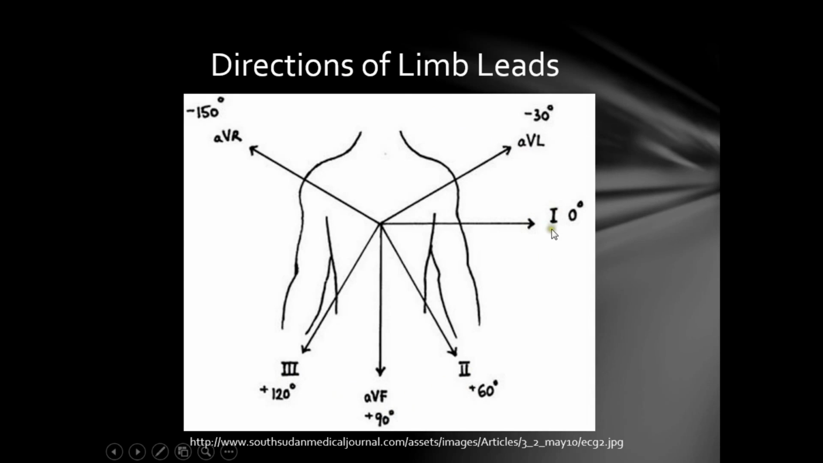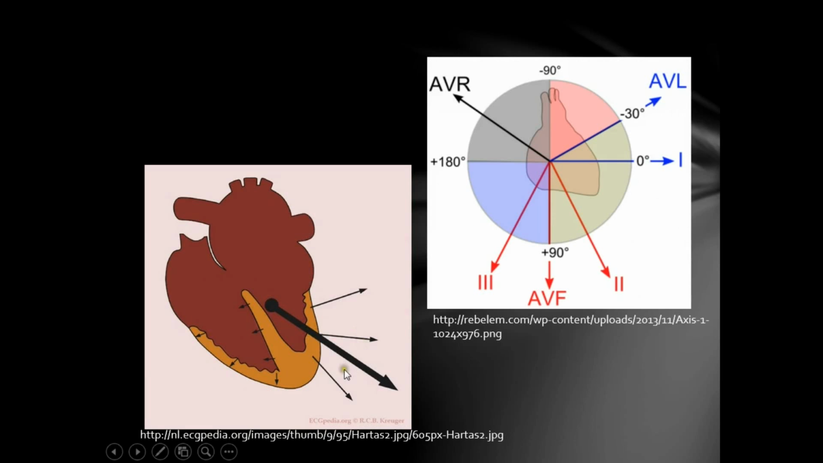So for example, we have lead 1, which is directed horizontally to the left at 0 degrees. We have lead 2, which is directed downwards and a little bit to the left at positive 60 degrees. We have lead AVF, which is directed downwards at exactly positive 90 degrees, and so on for all the leads. And here on this drawing, we can see a representation of a normal cardiac axis.